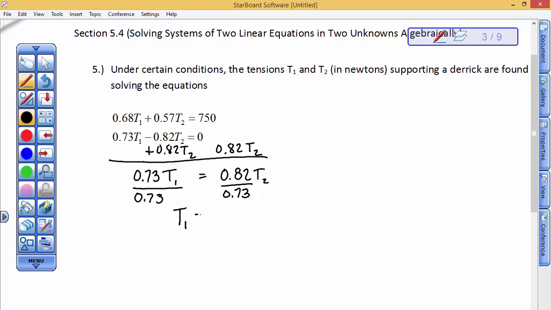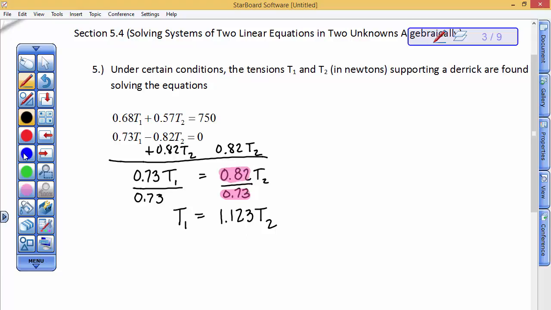And when I take my calculator and I take 0.82 and divide it by 0.73, I get 1.123. So check that out. Make sure you get that. But it's just the division process. Put this in first, divided by that number.